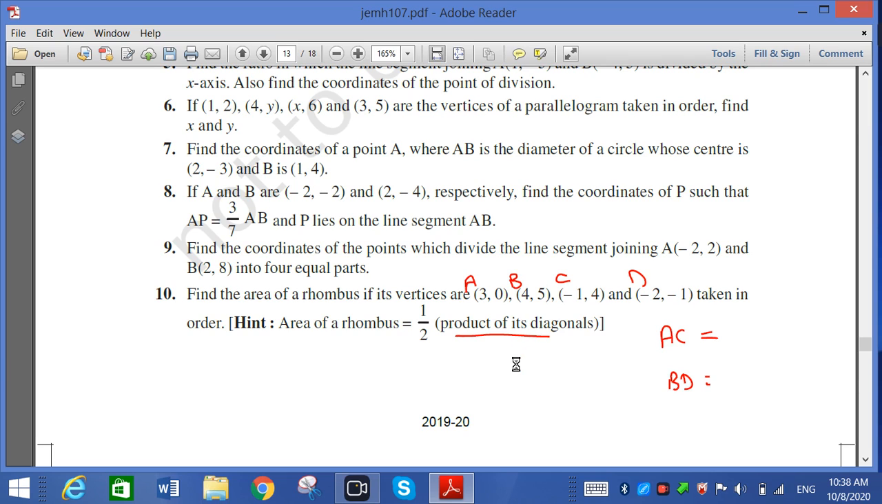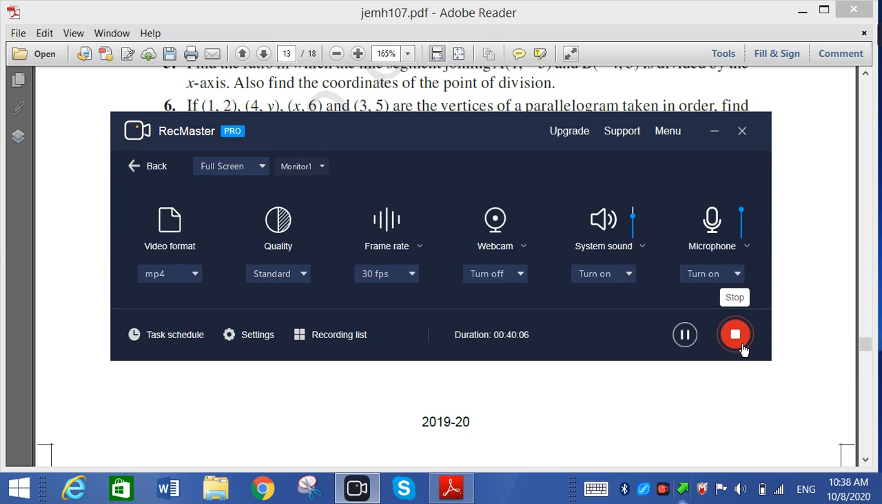Now we have completed 7 points of exercise 2, and in the next lecture we go for the area of a triangle.